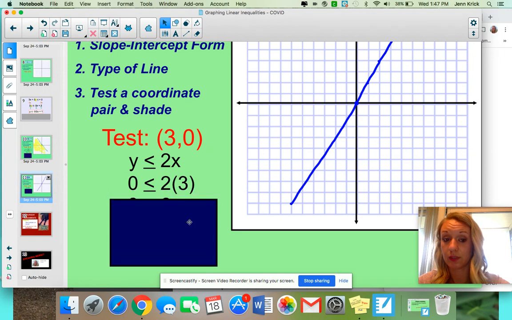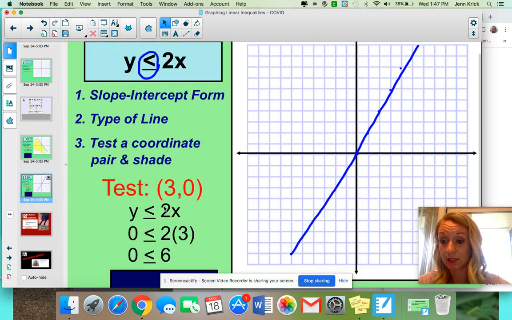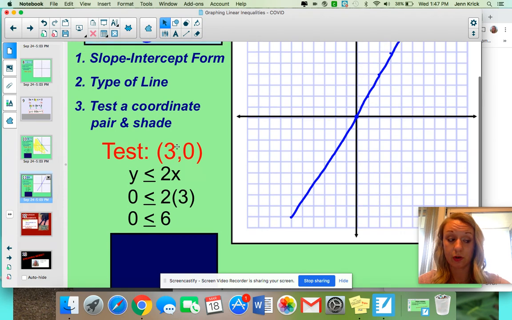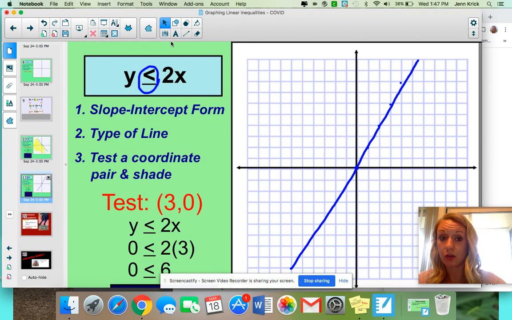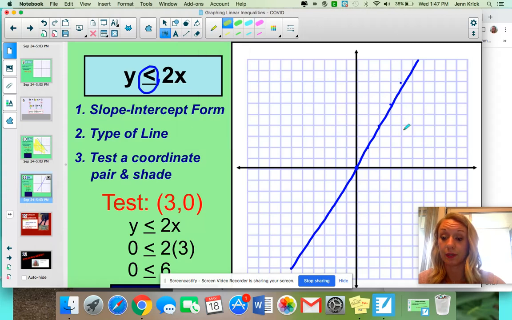So you've got 0 is less than or equal to 2 times 3. Is 0 less than or equal to 6? The answer is yes. So because 3, 0 made the inequality true, we are going to shade the region that includes 0, 0, or sorry, 3, 0. So we would shade this whole region here. And then you're done.